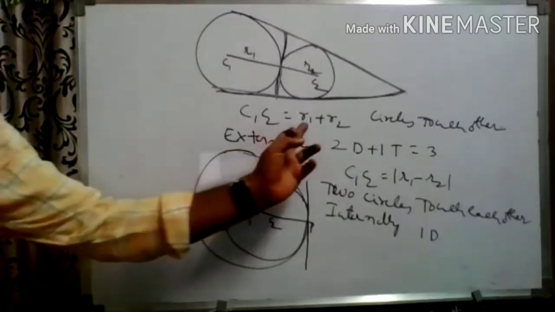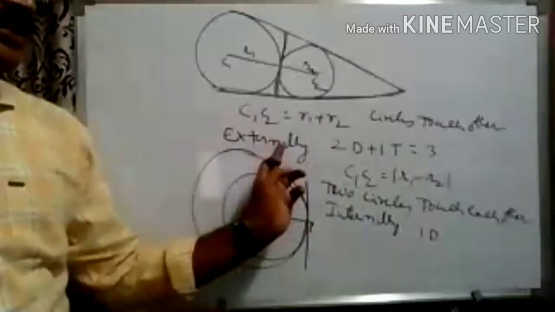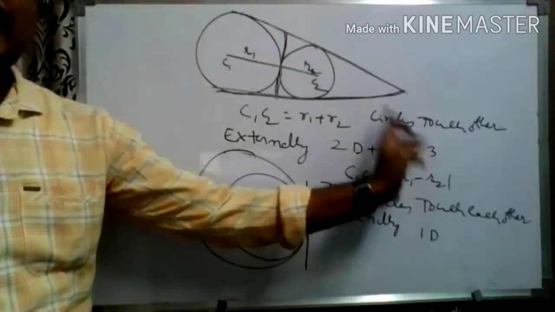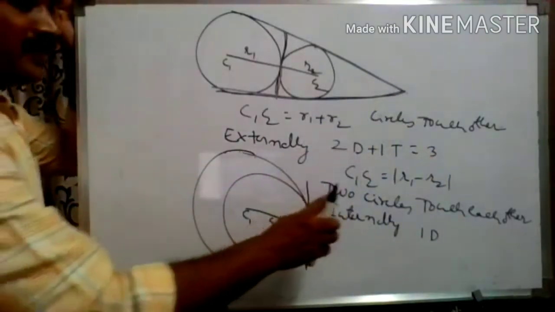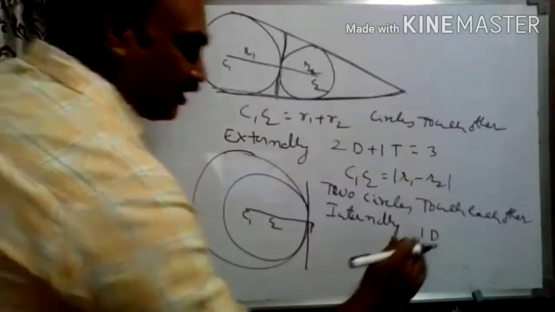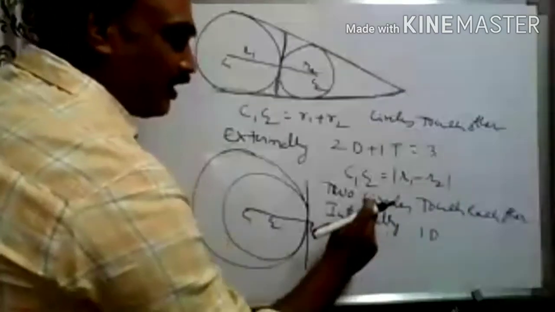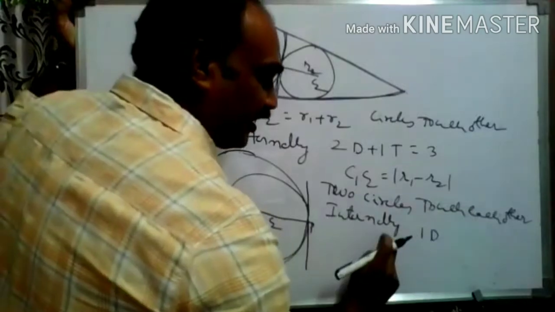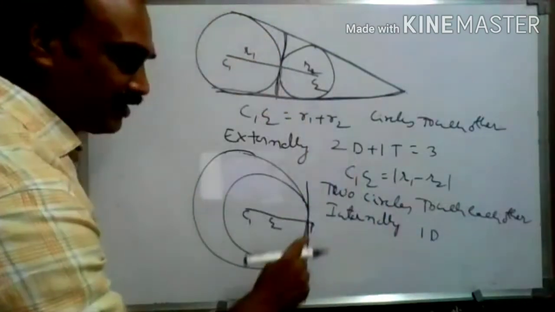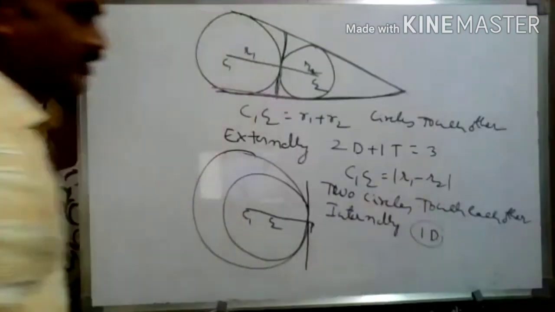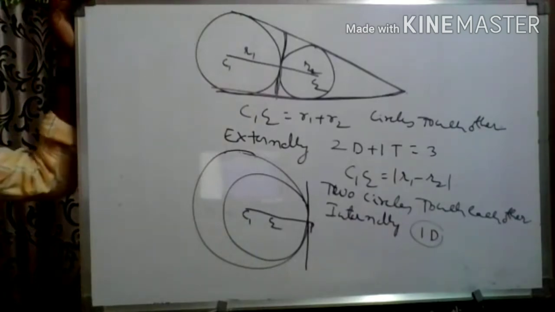So C1C2 is equal to R1 plus R2. Circles touch each other externally. Number of common tangents 3, two direct, one transverse. Two circles touch each other internally. Students, here C1C2 is equal to mod of R1 minus R2. Two circles touch each other internally. Only one common tangent, this is only direct common tangent.